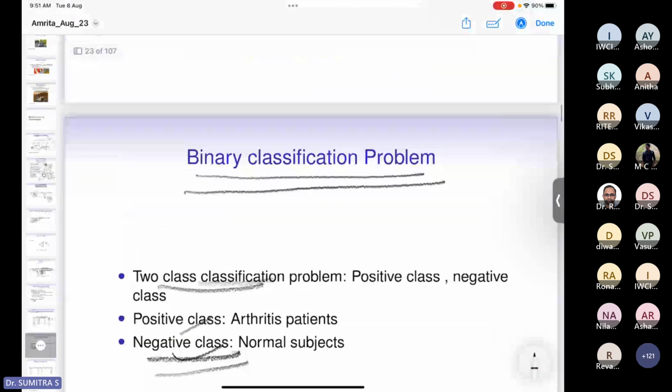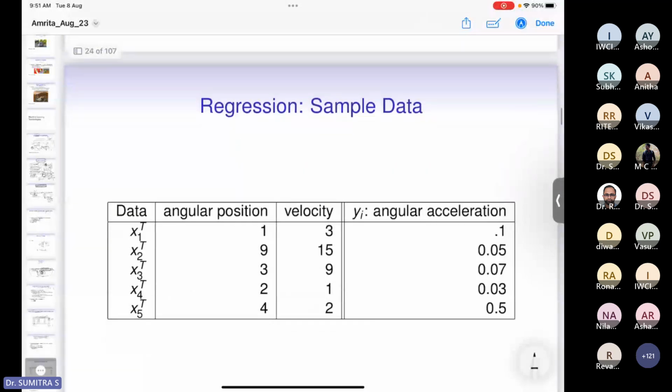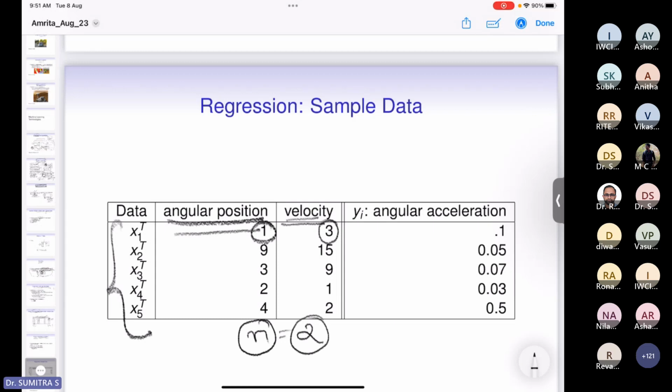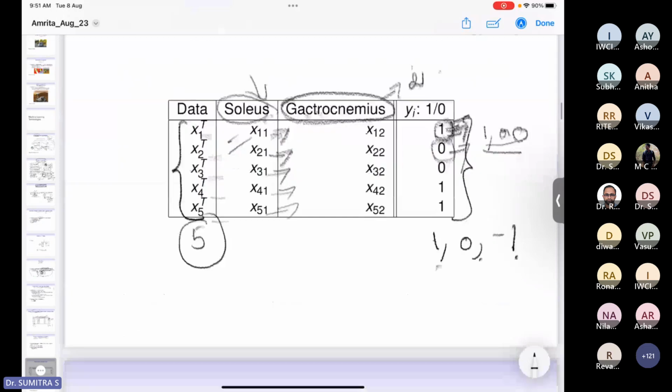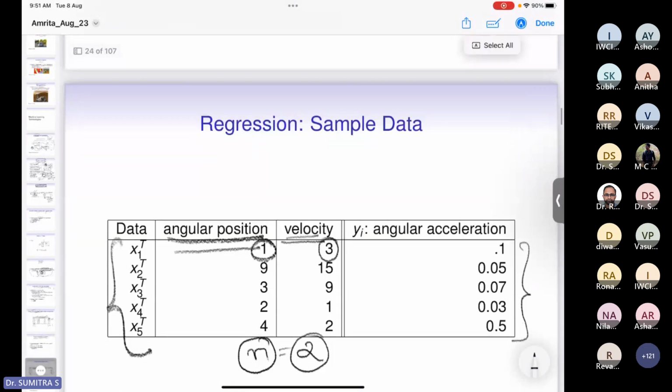That is about classification. Now we'll look at an example of regression. Here also 5 data points are there and 2 features, 2 attributes. From each data point, we have noted the angular position and velocity. So here small n is equal to 2, the number of attributes is 2. And if you look at the Y values here, it is not the same as this one. Here it can take any real number, or maybe between 0 and something, which we cannot count.